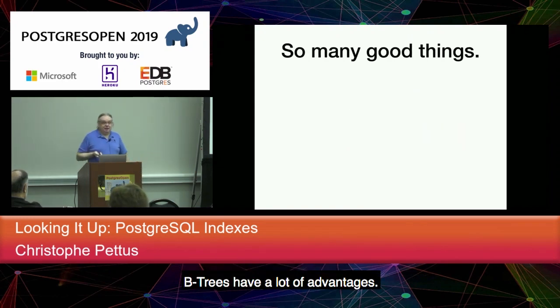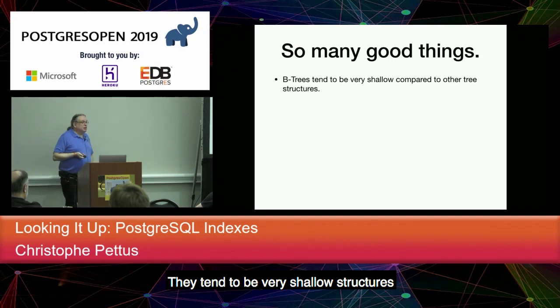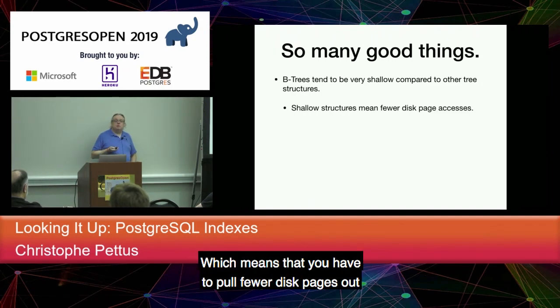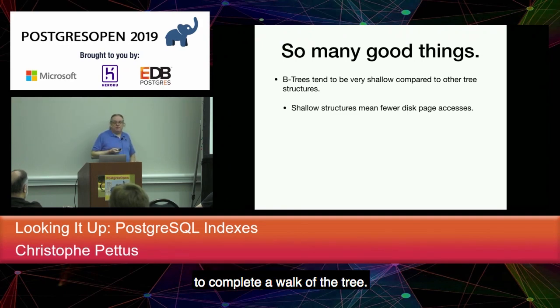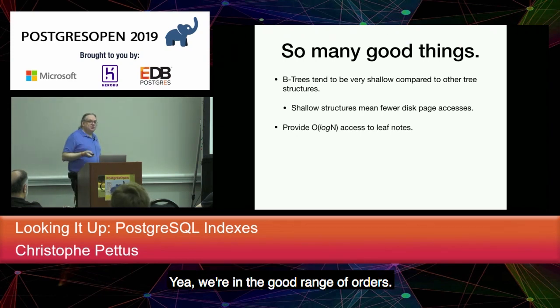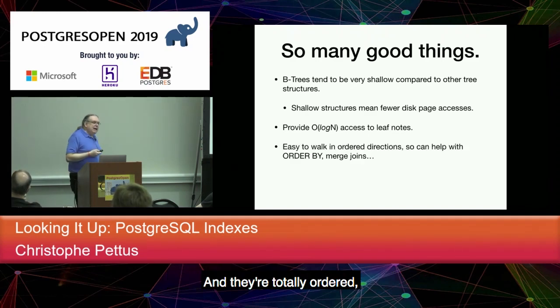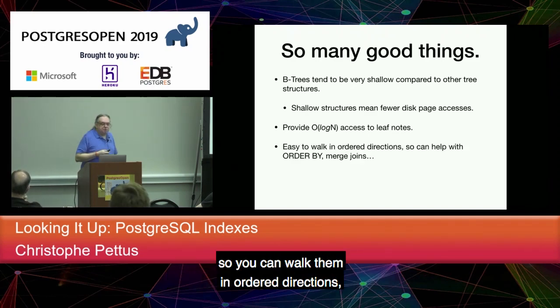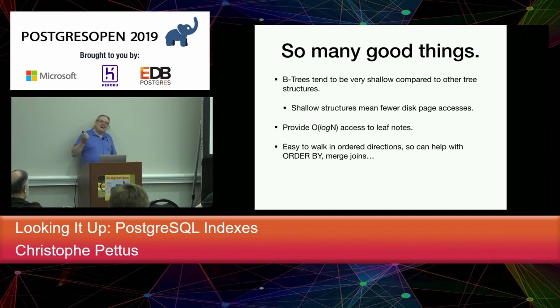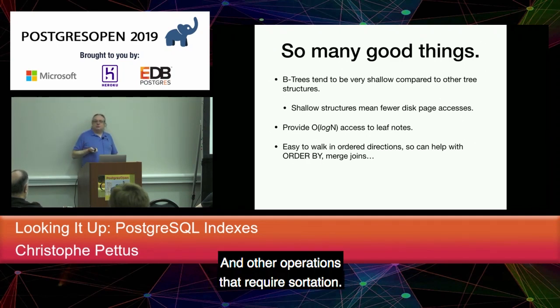B-trees have a lot of advantages. They tend to be very shallow structures compared to other tree structures, like a binary tree, which means that you have to pull fewer disk pages out to complete a walk of the tree. They provide order log n access to leaf nodes. Yay, we're in the good range of orders. And they're totally ordered, so you can walk them in ordered directions. They can help with ORDER BY, merge joins, and other operations that require sorting.